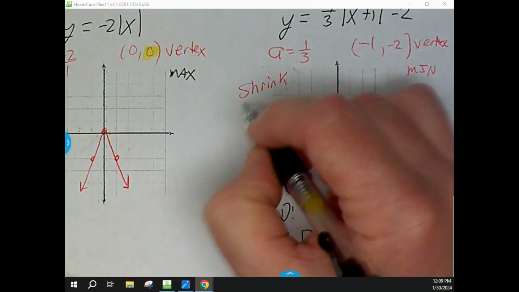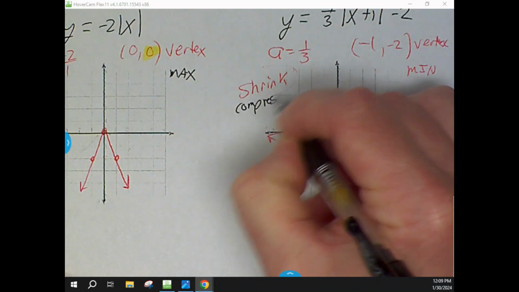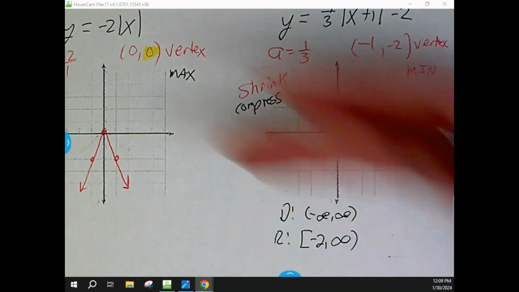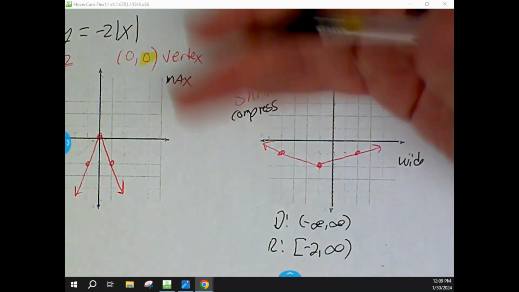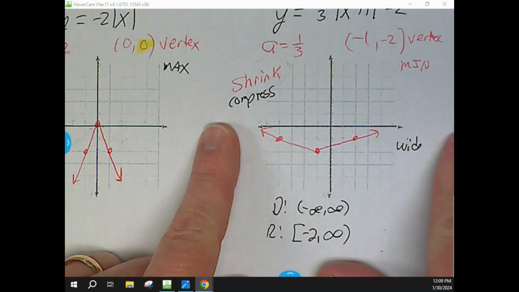Again, sometimes they don't say shrink. Sometimes they say compress. Because again, it's almost like they're pushing down on this V. And as you push down on it, it's going to make it go wider. It's like you're squishing it almost if you do that.